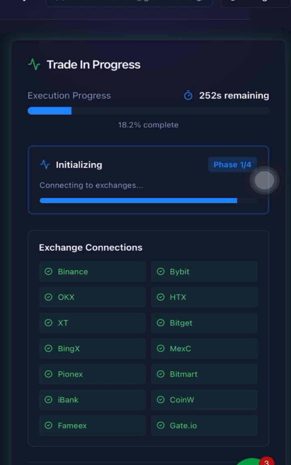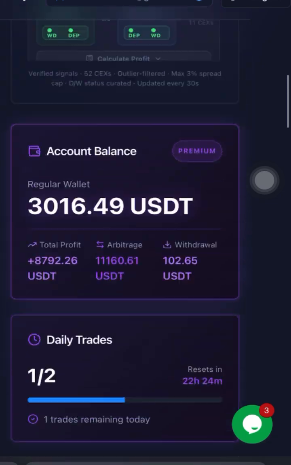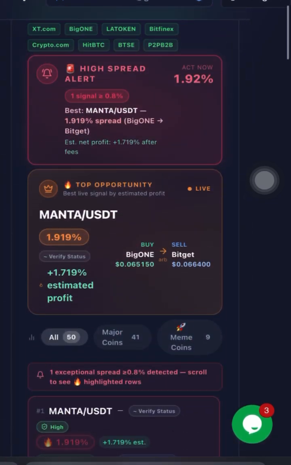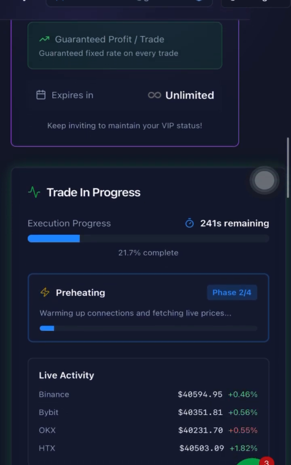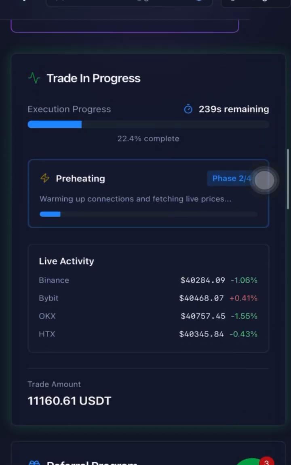This one is for people who don't have time to trade. But if you have time to trade, the same bot also gives you signals to trade manually. If you don't have time to trade, then you go in for the auto trade.